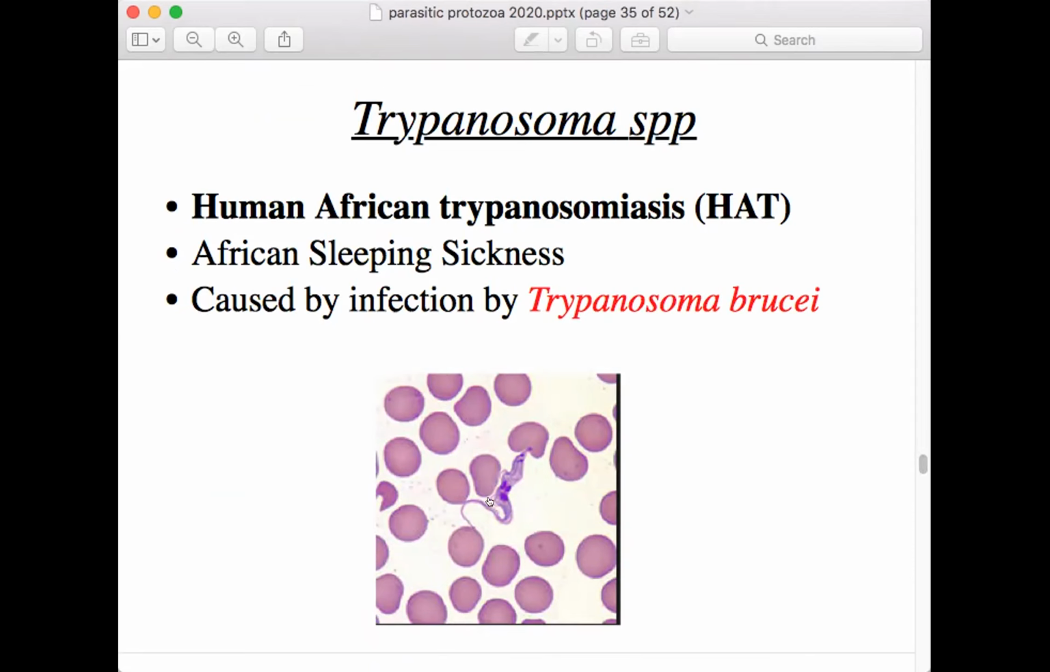Now, morphologically speaking, this is a kinetoplastid right here, all right? We see these really dark masses of DNA here. We see this long, slender morphology. We see this flagella on the end, all right? This is a very prototypical kinetoplastid, all right? So the disease that it causes is human African Trypanosomiasis, often referred to as African sleeping sickness, all right? The etiological agent for this disease is Trypanosoma brucei, all right?